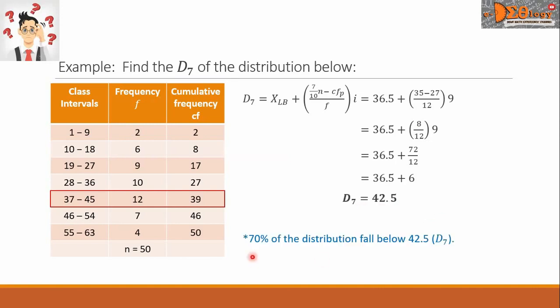We said that 70% of the distribution fall below this value, 42.5, which is the 7th decile. This is our final answer.